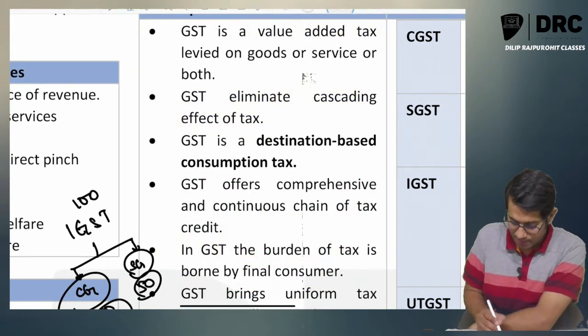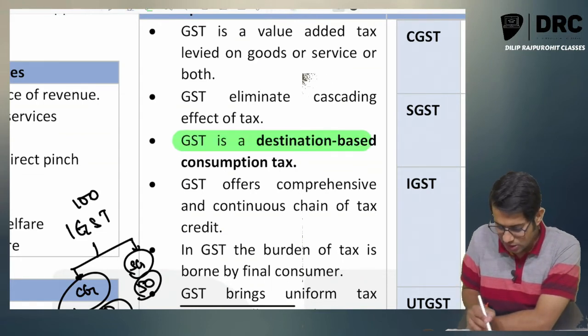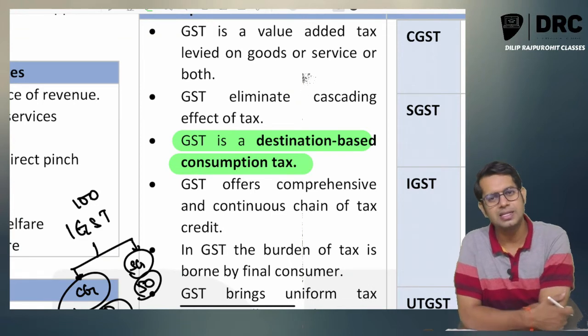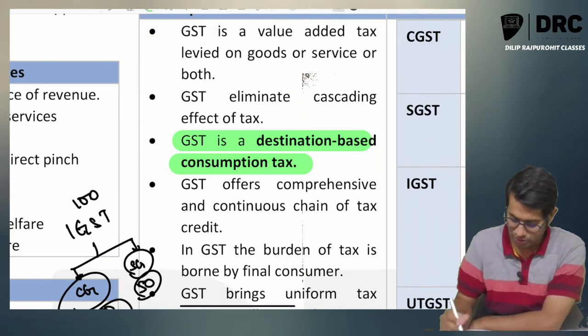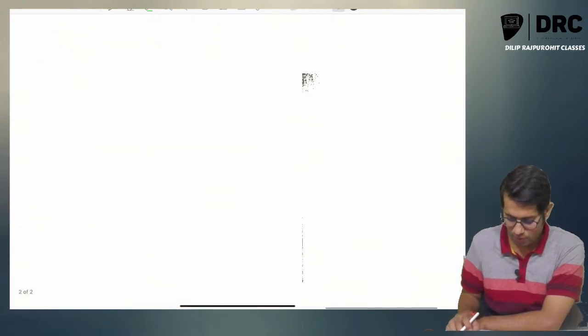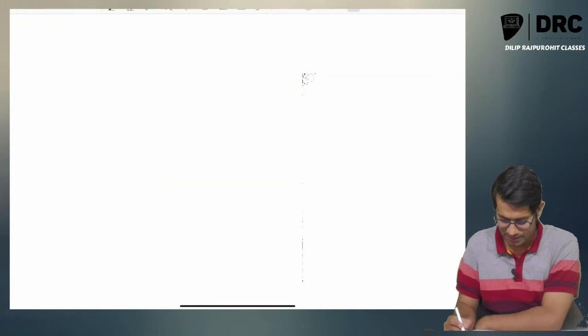Now, there is one point which was left over, which we'll see now. India has adopted the destination based consumption tax principle. India has adopted what principle, sir? Destination based consumption tax principle for GST law. Sir, what do you mean by this? For explaining this concept to you, let me give a simple example.